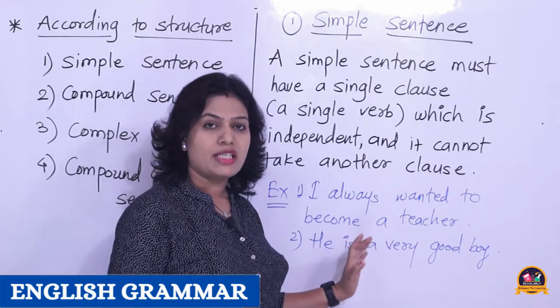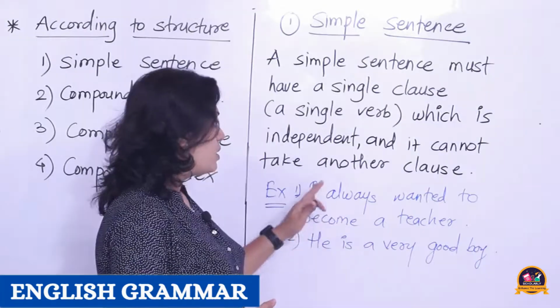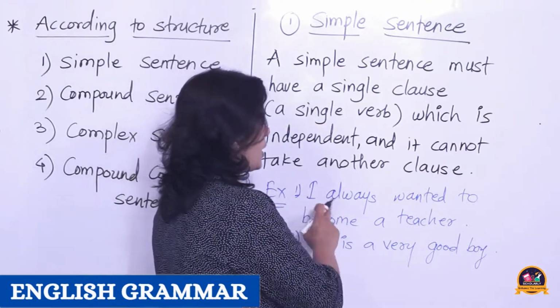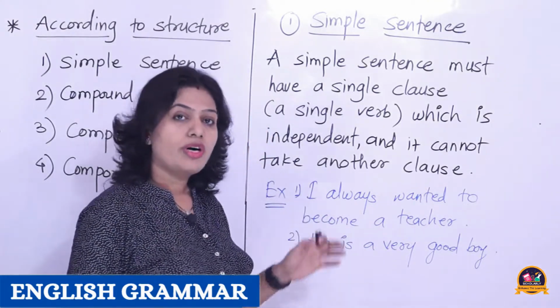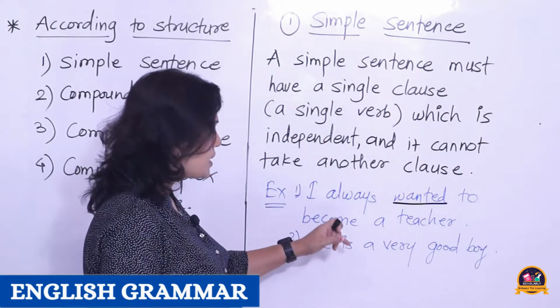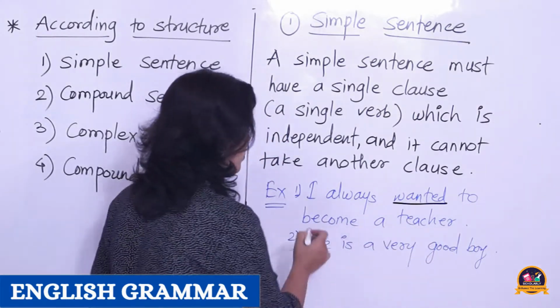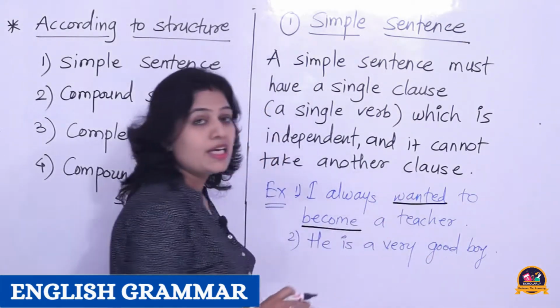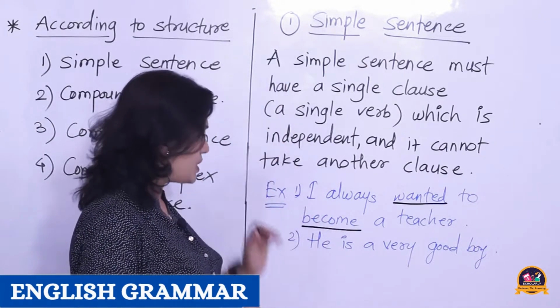These two sentences contain a single verb for a single clause. In this first example, I always wanted to become a teacher. The verb for the first clause is wanted, and here starts the second clause, to become a teacher. Become is also a verb, but they are in different clauses. So it is an example of a simple sentence.